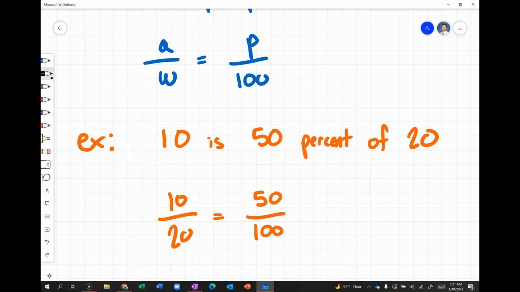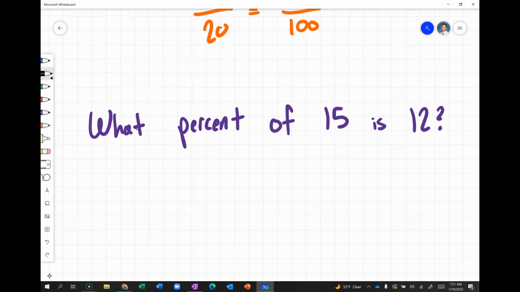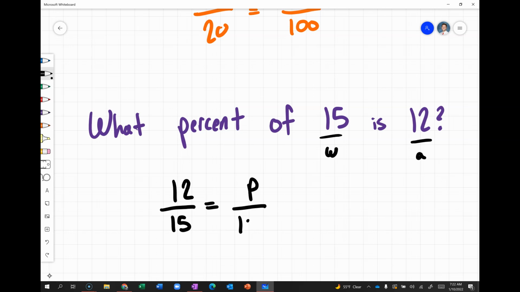Let's look at a couple examples of that. What percent of 15 is 12? We want the percent of 15, so that's our whole, W. And 12 would be A, the part. So A over W, 12 over 15, is equal to P over 100, where P is the percent. We want to know what percent of 15 is 12, and we have our proportion here.